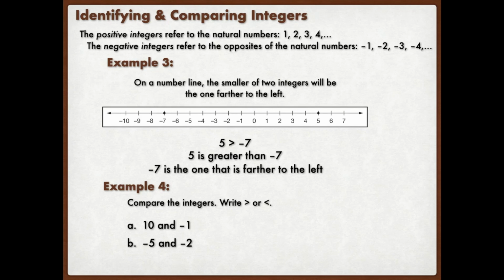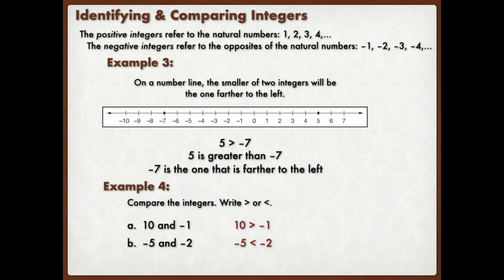Okay, 10 and -1. If we draw our number line, 10 is going to be closer to the right, while -1 is going to be closer to the left. I can look at the number line above to help me visualize. So -1 will be less than 10. Or 10 would be greater than -1.